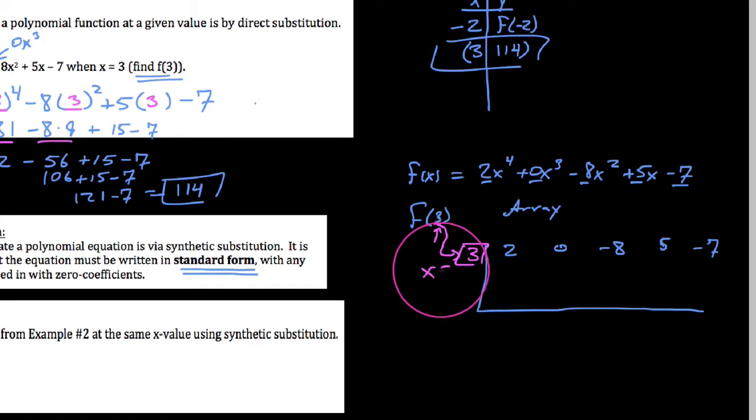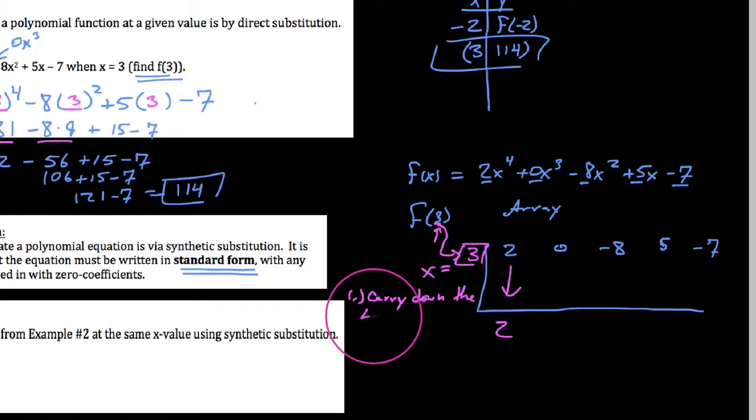So I want to make sure we make a note of this. We write x equals 3. And so we want to know what is the y value that I get when I plug this into my function. So the way this works synthetically is this. You always drop down the first number. So we say carry down the leading coefficient.